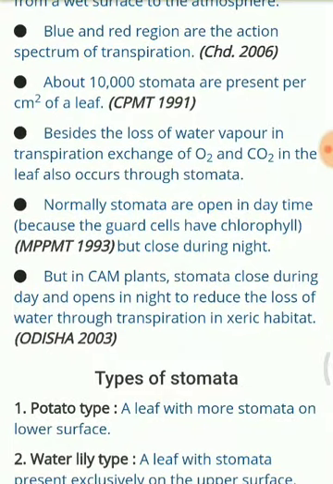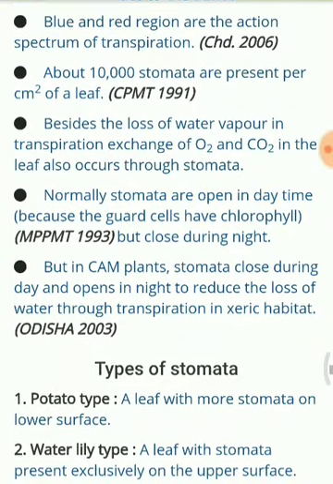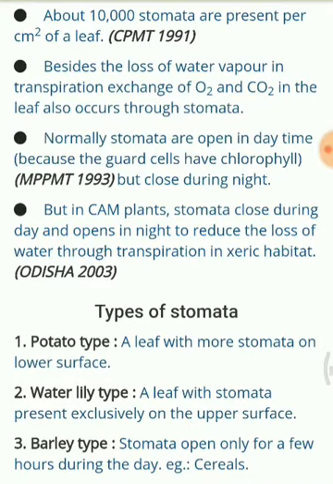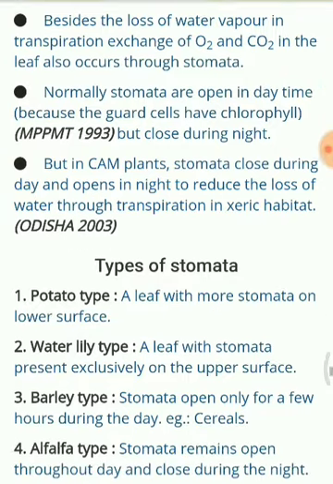Besides the loss of water vapor in transpiration, exchange of O2 and CO2 in the leaf also occurs through stomata. Normally, stomata are open in the daytime because the guard cells have chlorophyll, but close during night. But in CAM plants, stomata close during the day and open at night to reduce the loss of water to transpiration in xeric habitats. Types of stomata.